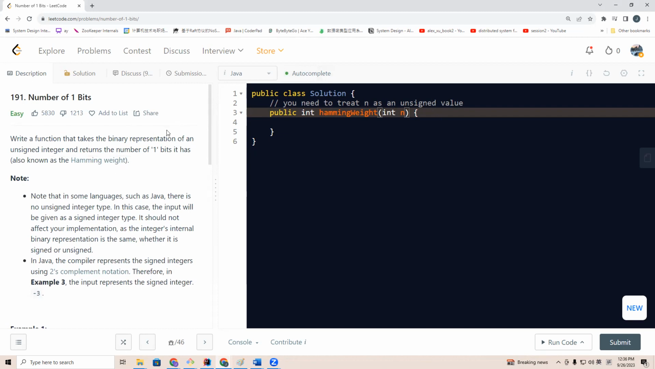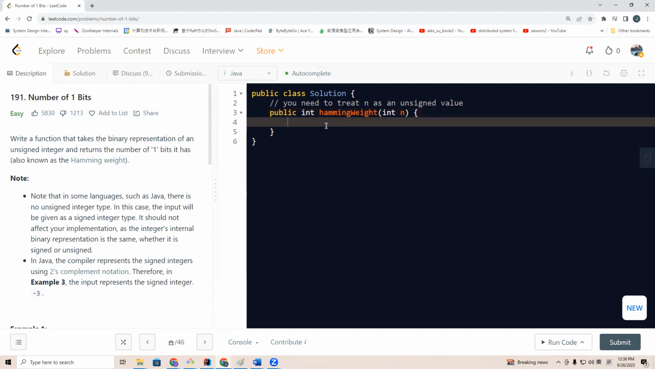In order to do this question, let's review some bit manipulations. We know 1 AND 1 equals 1. 1 AND 0 equals 0. And 0 AND 0 equals 0.